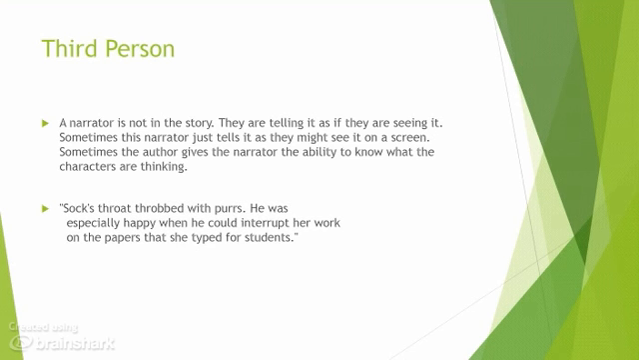Here is an example of third person. Socks's throat throbbed with purrs. He was especially happy when he could interrupt her work on the papers that she typed for students. Notice that this point of view, third person, uses the word he. You won't see the word I. Someone else is telling what Socks is doing.